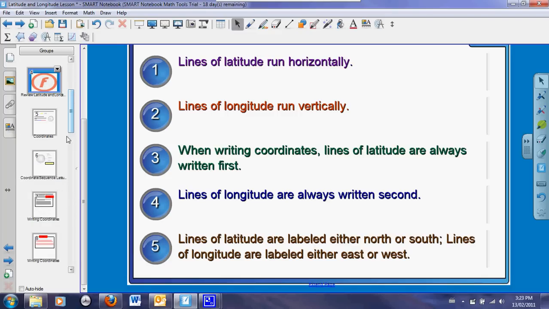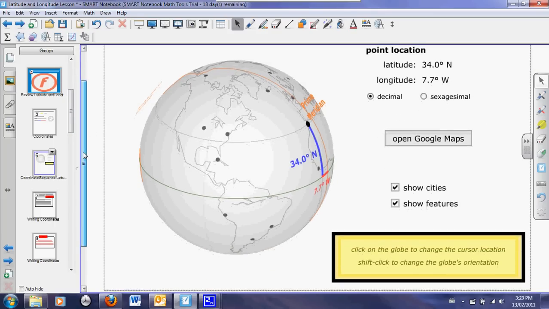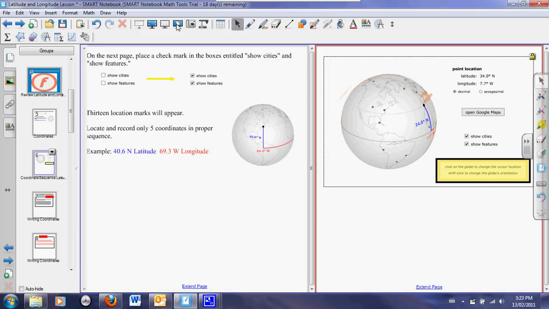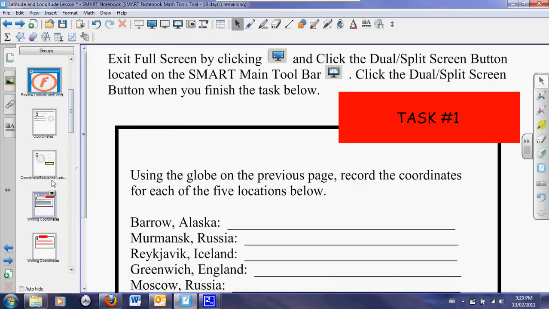Okay, so how does this look? Now if you were in class, you're watching this more than likely because you weren't in class. Let me show you what we did. There's two windows here, and what we are asked to do is find these places. Now I'm going to go to full screen, and I'm going to just show you how this works.